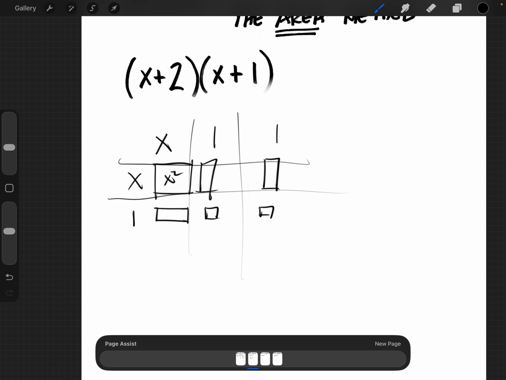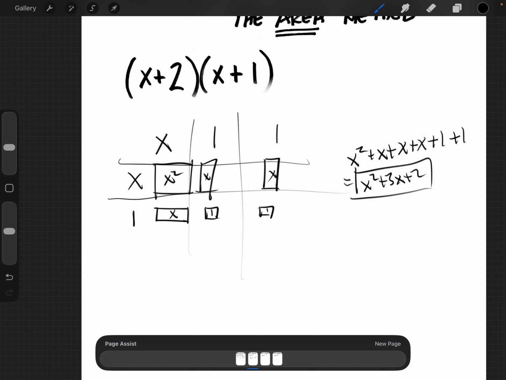So x squared, x, 1, and 1. When we do all the math together, we'll get x squared plus x plus x plus x plus 1 plus 1, which when simplified gives us x squared plus 3x plus 2. There.